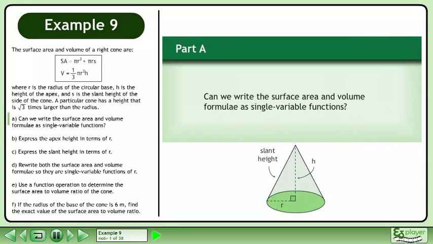The surface area and volume of a right cone are shown. R is the radius of the circular base, h is the height of the apex, and s is the slant height of the side of the cone. A particular cone has a height that is √3 times larger than the radius. Can we write the surface area and volume formulae as single variable functions?